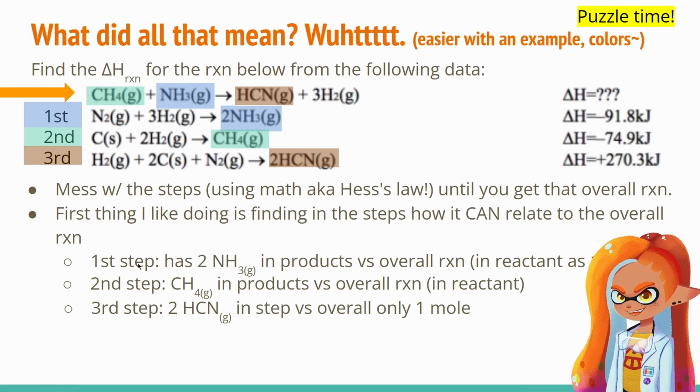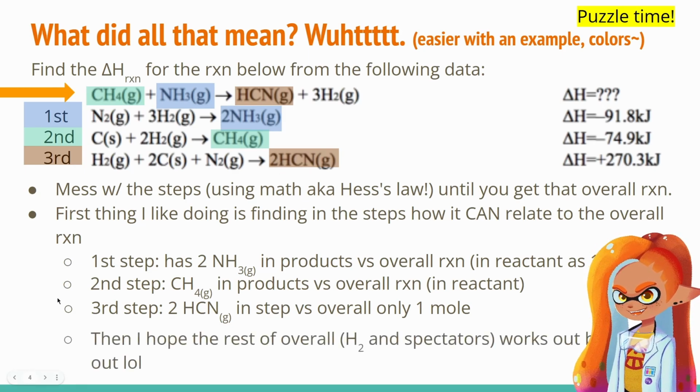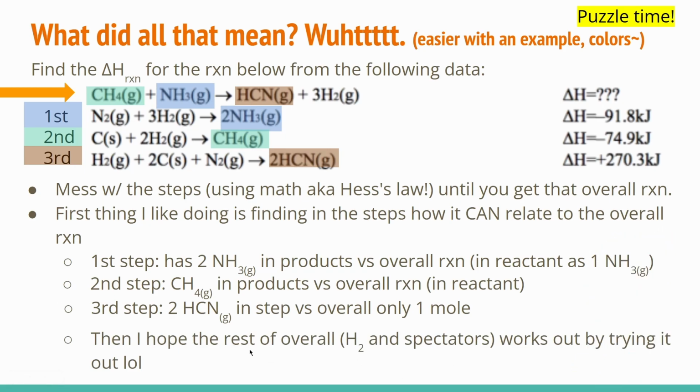Cool? Cool. So again, first step, it has 2 NH3s, but there's only 1 NH3 here. It's also needing to be on the reactant side. This just needs to be on the reactant side. This needs to be 1 mole rather than 2. And so, pretty much, as you can see here, I kind of hope the rest works out. It does usually. If it doesn't, then you need to start over. So I just mess with the main points, and then I just hope the rest will cancel out eventually. And you just kind of try it out. Again, it's like a puzzle.